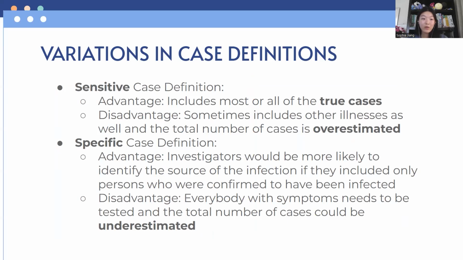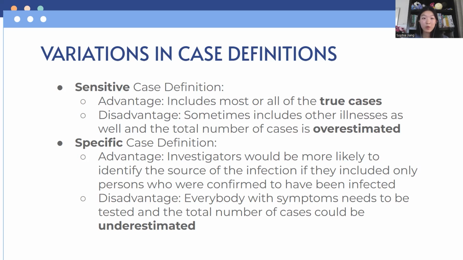So the advantage of a sensitive case definition is that it includes most or all of the true cases, so we're more likely to get everyone who has the disease. The disadvantage is that it sometimes includes other illnesses as well that may be similar, and the total number of cases will be overestimated. Now, you might think, oh, that's terrible. We don't want people thinking they have this disease when they really don't. But sometimes it's necessary if you are dealing with an outbreak.